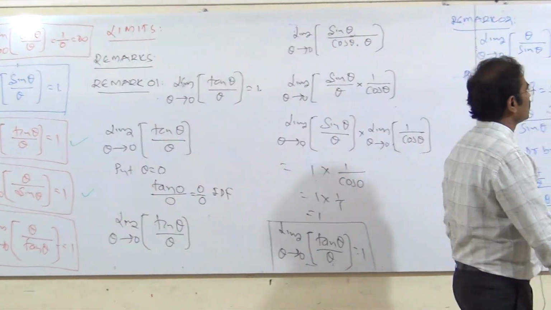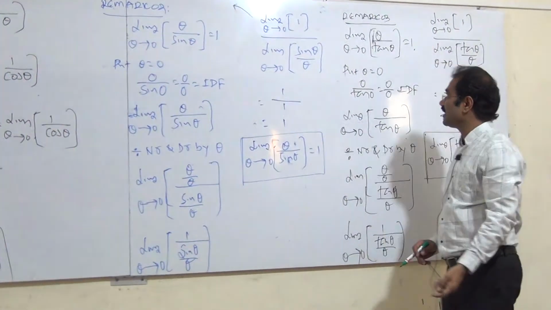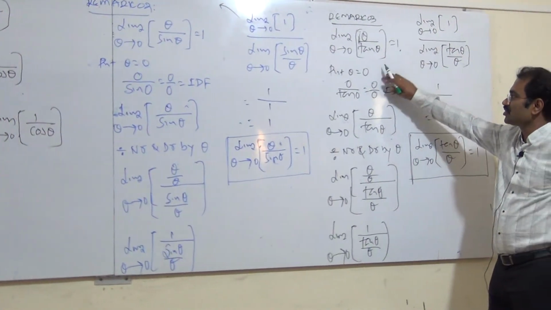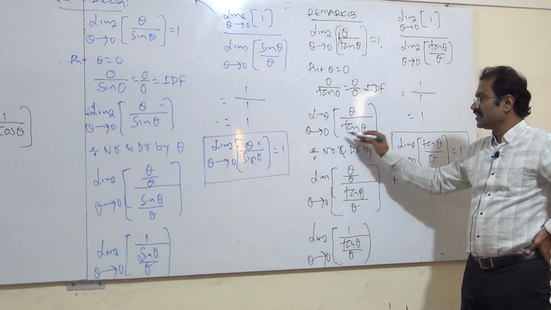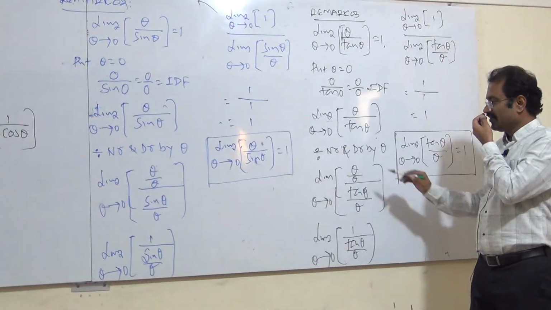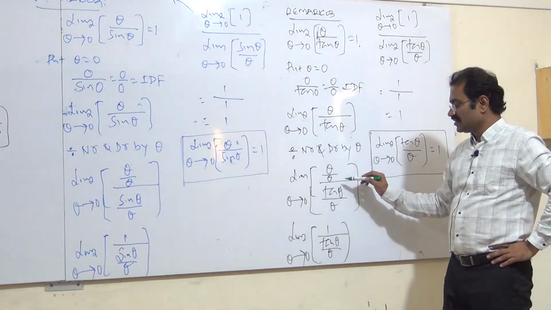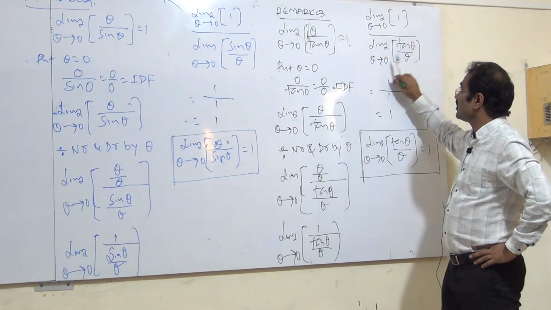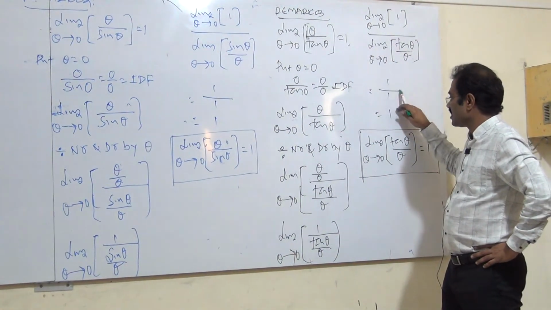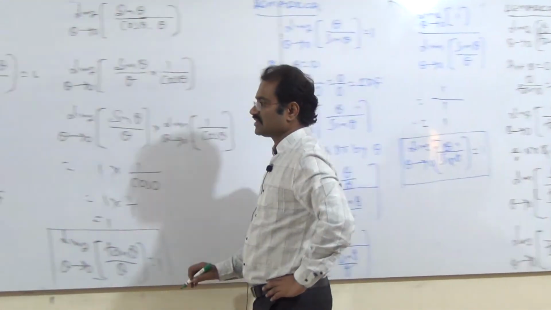Next, the last one, theta by tan theta as theta tends to 0. Put theta equal to 0, 0 by 0, indeterminate form. So limit of theta by tan theta as theta tends to 0, divide numerator and denominator by theta. Theta by theta is 1, over tan theta by theta. The limit of tan theta by theta is 1, so the answer is 1. Therefore the fourth remark is also correct.